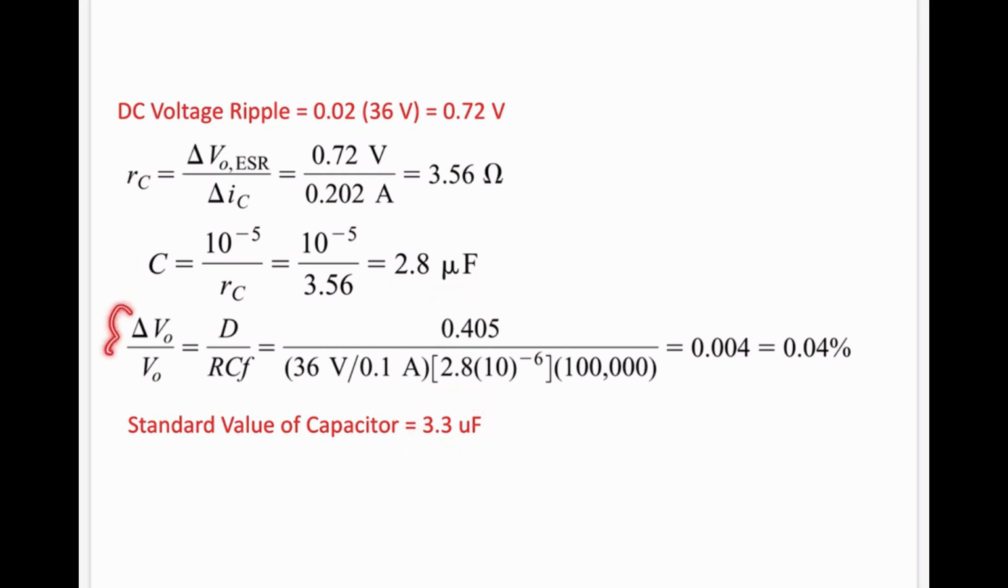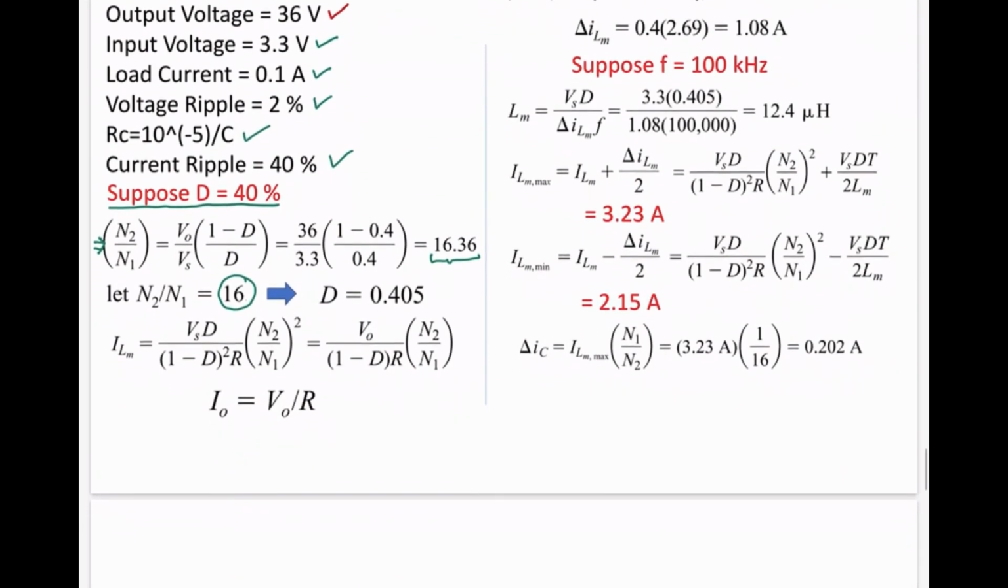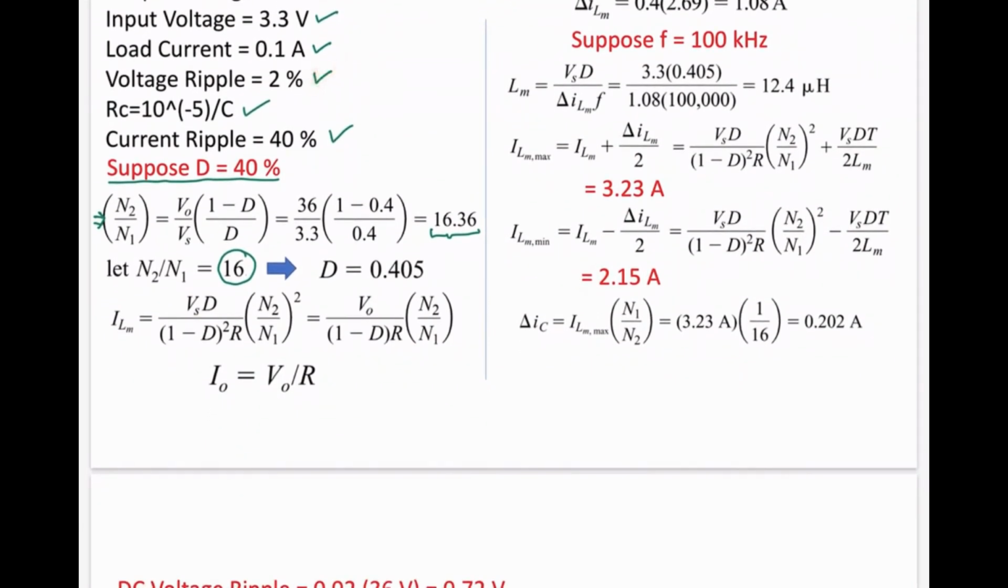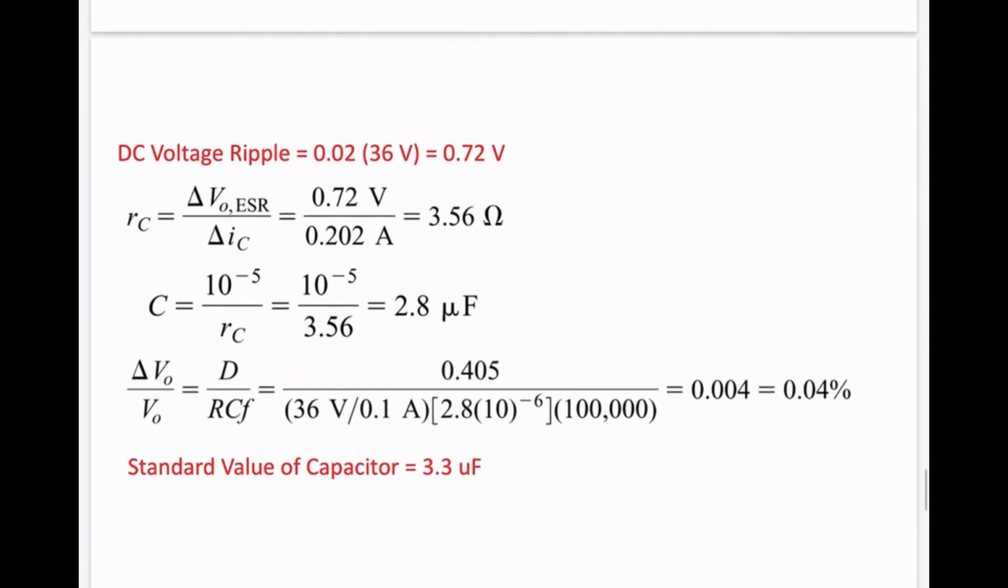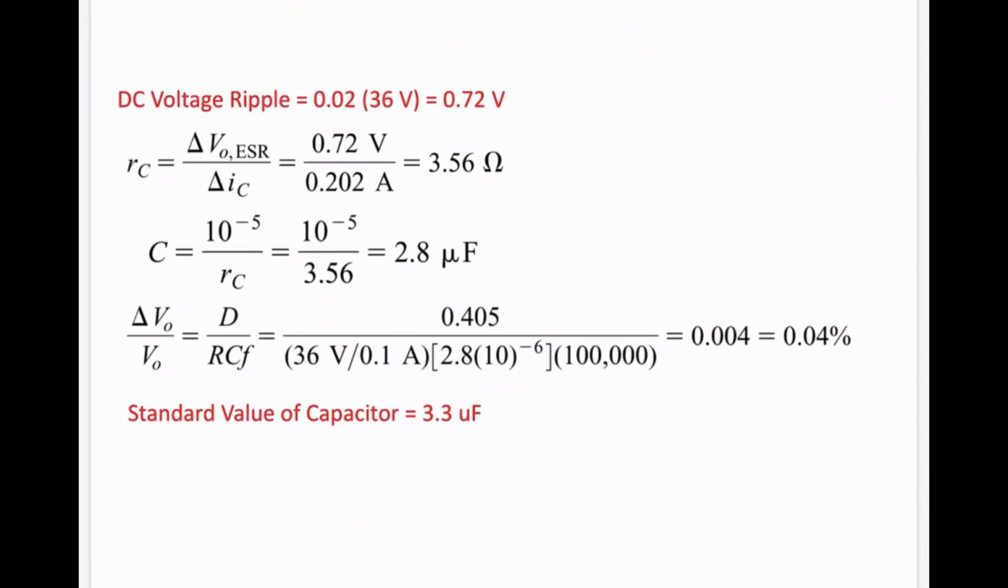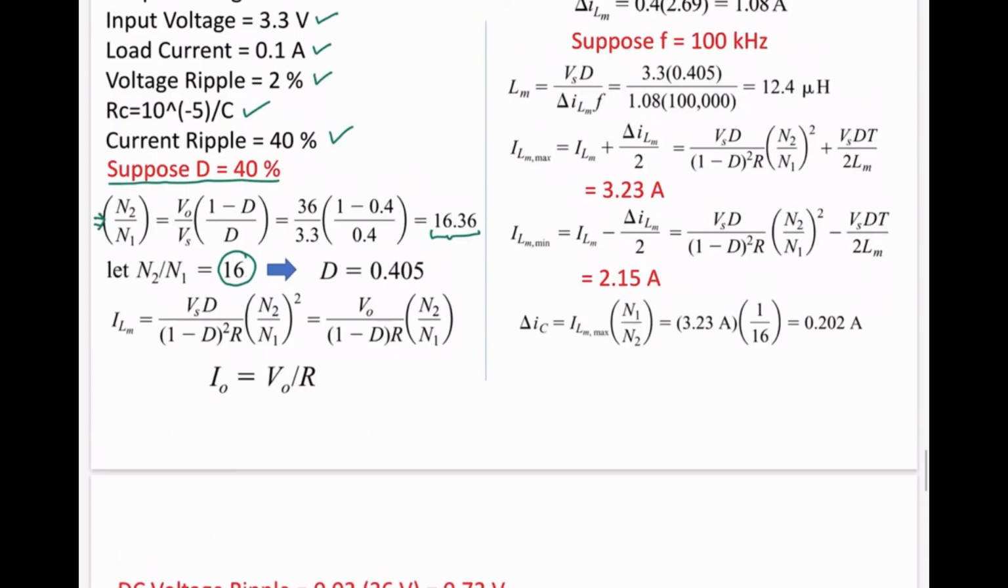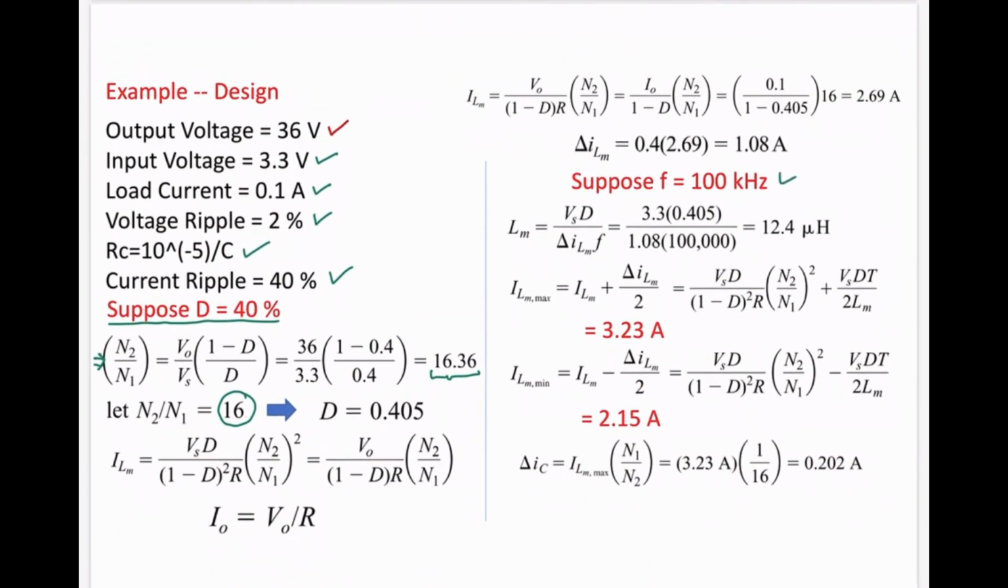And the voltage ripple, if we calculate it with this value of the capacitance, comes out to be 0.04%, and it is quite less than the required one. The required voltage ripple was just 2%. So what we have done is calculate the values of the magnetization inductance and capacitance for our flyback converter. I have arbitrarily taken a switching frequency of 100 kilohertz, and I just supposed a duty cycle of 40%.